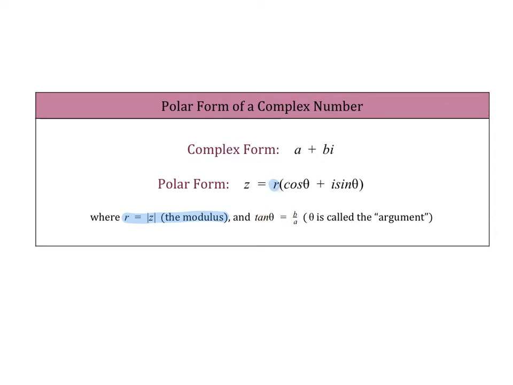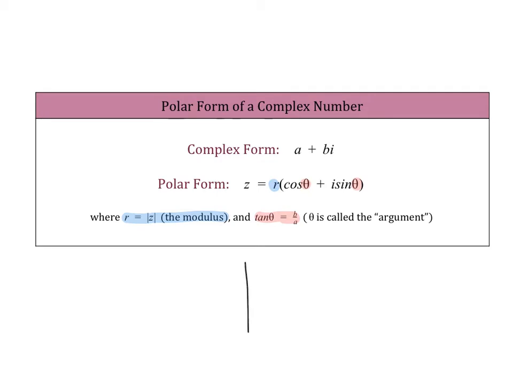And then theta you can find using the trig ratio tangent. So we can say tangent of theta is b over a. And again, that helps us find theta here, and then we'll need to use arc tangent to help us actually solve for theta. And just so you know, theta is called the argument of your answer. I do want to point out that you need to make sure that your angle is in the correct quadrant.